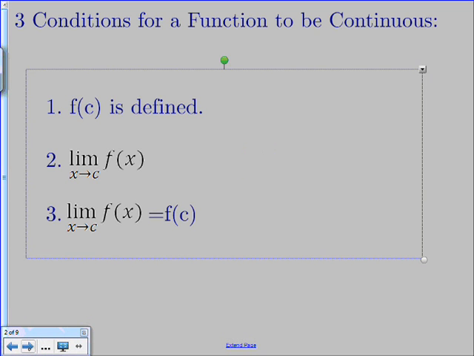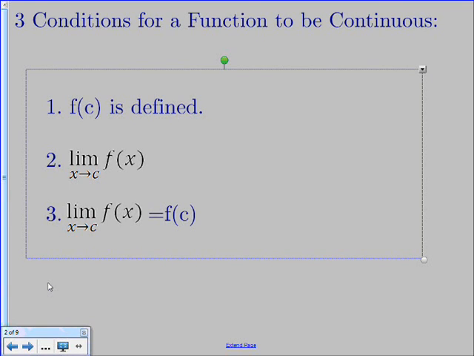So there are three conditions that have to be met in order for a function to be continuous. And they're on your screen now. So the first is that a function is continuous if f of c is defined, which means if you plug a c value in, you're going to get a number out. You're not going to get something that's undefined.